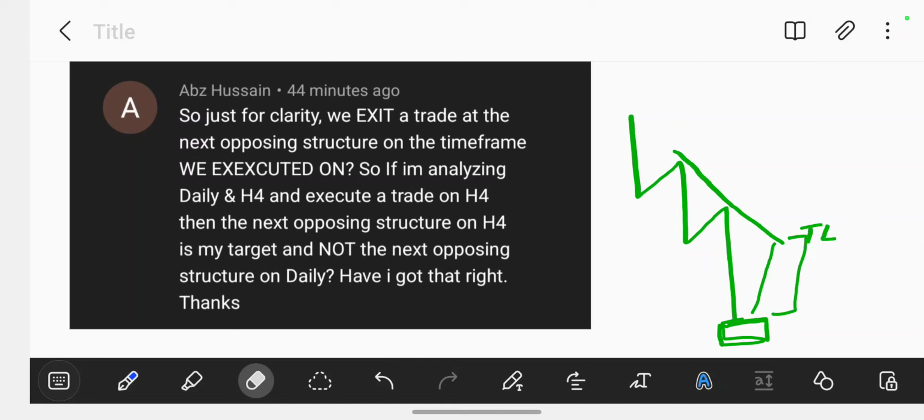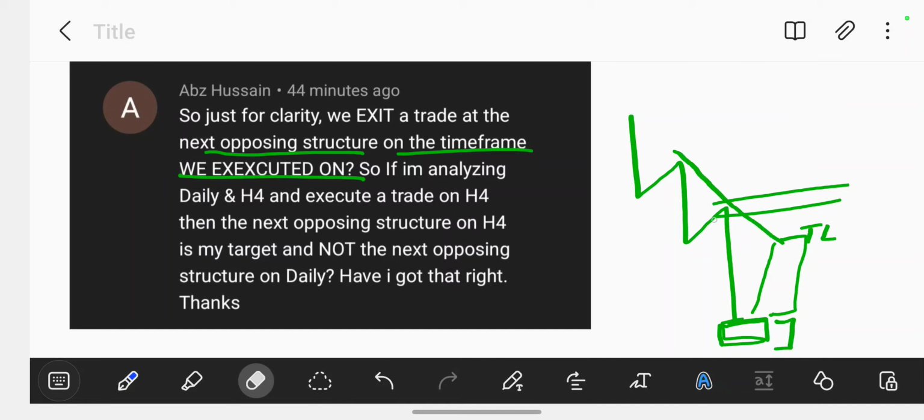So the distance from this to the trend line or to the area of resistance, whichever one you hit first, must be at least double this. So that's where you place in the take profit based on the opposing structure on the time frame that you executed on. So that's why you got it right. But I just wanted to clarify that you need to always think of the concept of risk to reward ratio, and then it will help you.